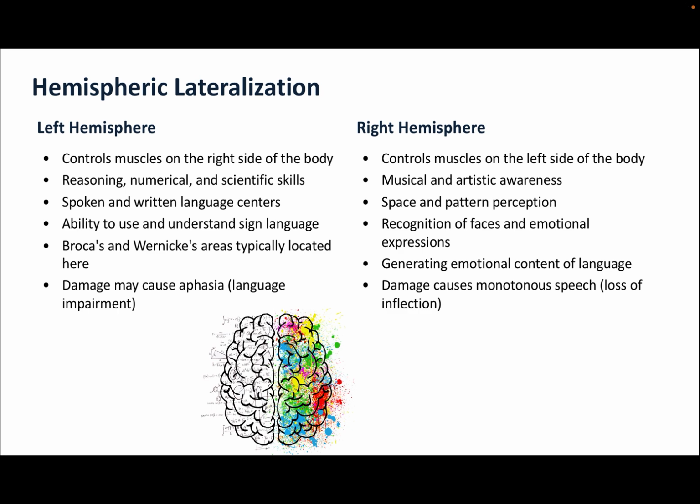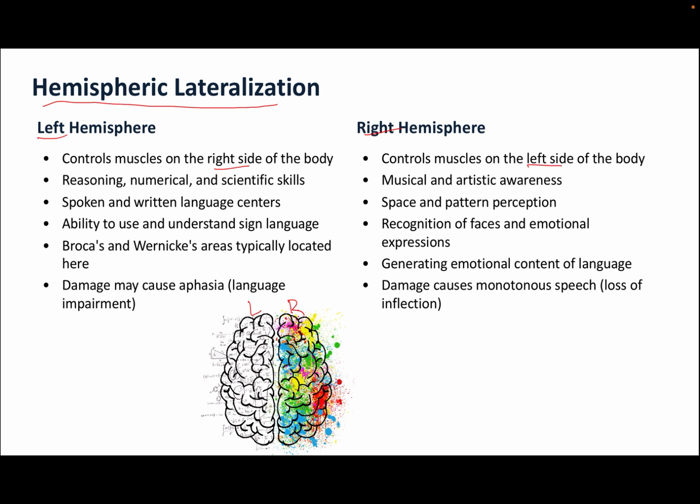Looking then at hemispheric lateralization. This is a super cool concept. So obviously we have a left and a right hemisphere to our brains. Comparing and contrasting what we're seeing being controlled by the left versus the right hemisphere: the left hemisphere is going to control muscles for the right side of the body, and likewise, the right hemisphere is going to control muscles on the left side of the body.